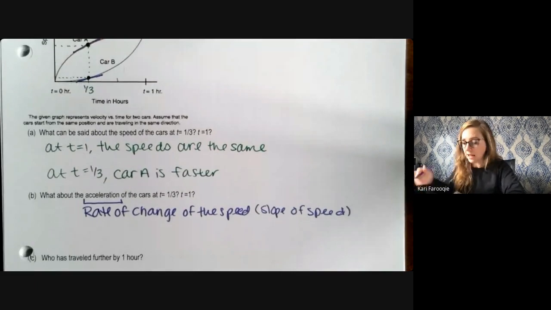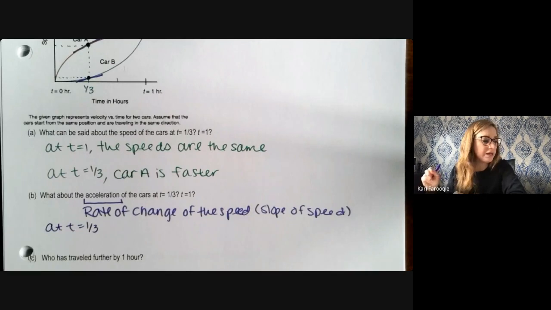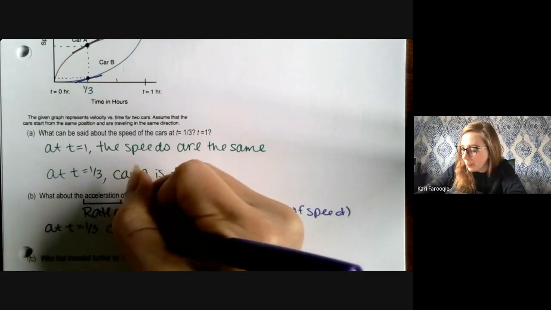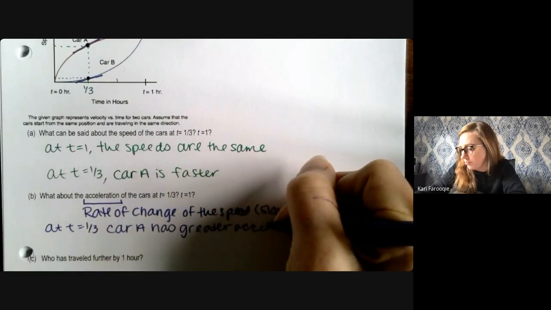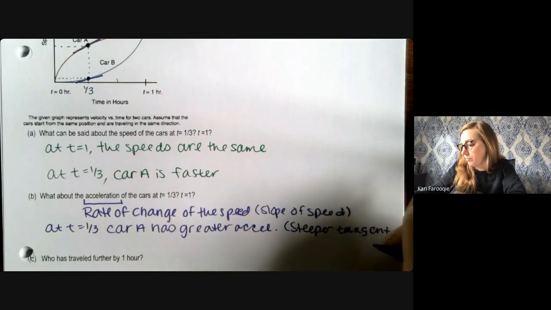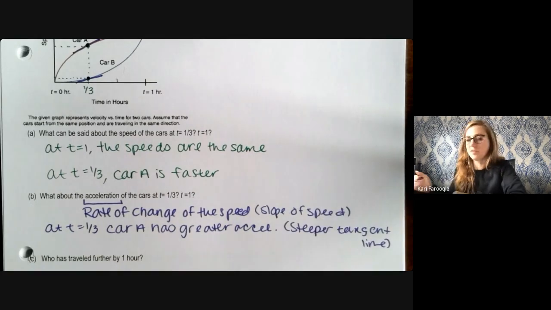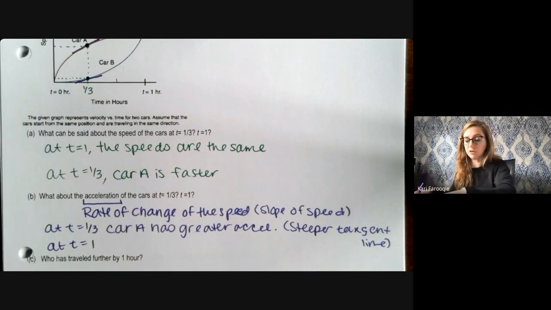So I would say that at t equals 1/3, the speed of car A is changing more rapidly. So car A has a greater acceleration. So car A has a greater acceleration because it has a steeper tangent line. Steeper tangent line, greater acceleration in this case, just because we have speed on the y-axis.